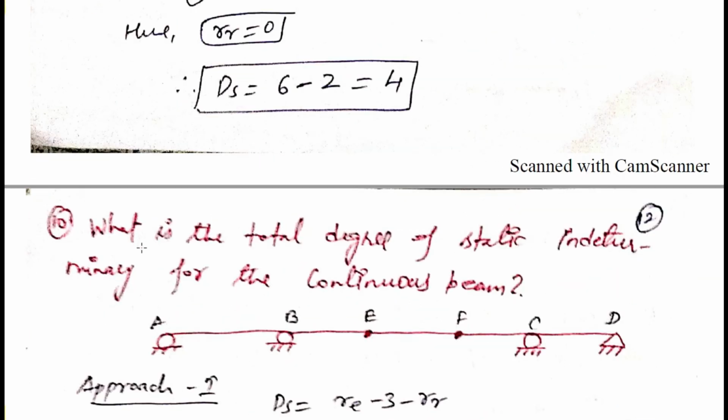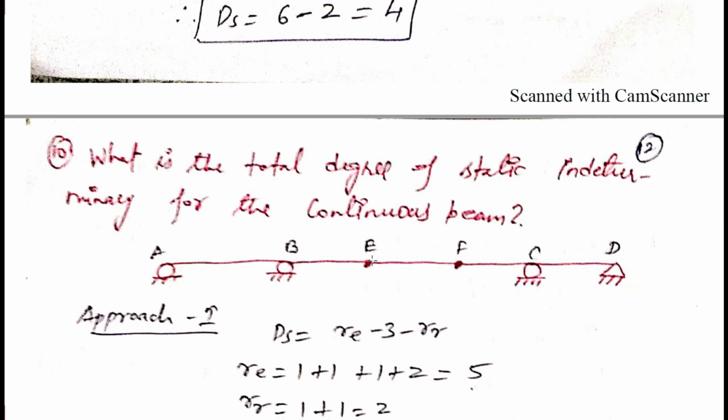So move on to the next question. What is the total degree of static indeterminacy for this continuous beam? This is our internal hinge here, and this is our internal hinge again here. We are having the formula DS is equal to RE minus 3 minus RR. So we are considering one reaction here, one reaction here, one reaction here, and here at the hinge support we are having two reactions, one horizontal and one vertical.